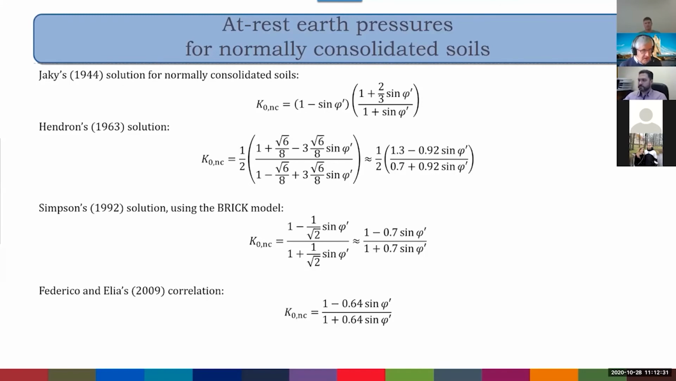Brian Simpson, who was very heavily involved in the Eurocodes during his career, developed what is called the brick model, and this took into account stress history and the rotation of stresses, and he came out with a formula for K0, 1 minus 0.7 sine phi over 1 plus 0.7 sine phi, as an approximation. Similar to Hendron's formula, not too dissimilar to Jaky, but again, based on a different set of theory. And finally, quite recently, Federico and Elia have come up with another correlation, which is pretty similar to Simpson's.